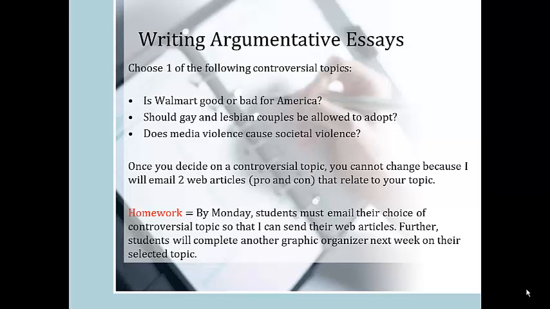Once you decide on a controversial topic, please keep in mind you cannot change that topic once you've emailed it to me, because what I will do is help you halfway. I'm going to provide you 2 web articles for and against your topic that relate. So by Monday, students must email their choice of the controversial topic so that I can send your web articles. Next week, students will complete a graphic organizer, just as we've done this week, on your topic so we can use this as an outline to start creating your essay.